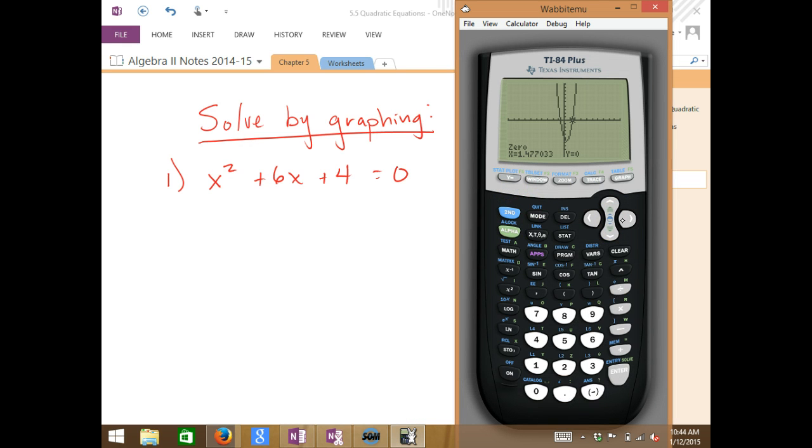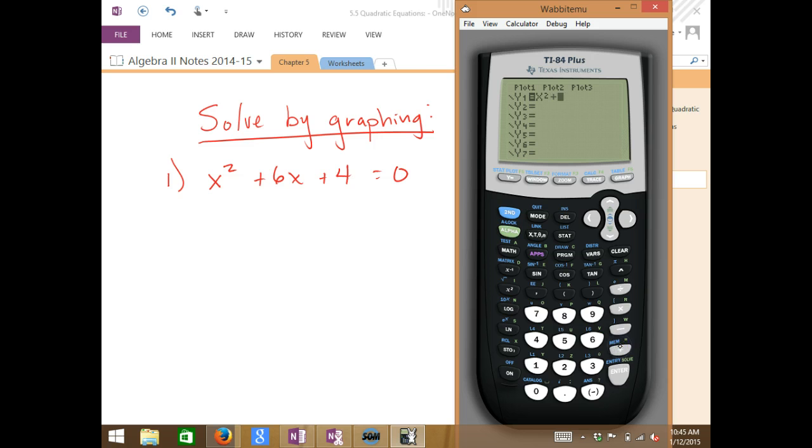Okay, so in order to graph the equation, I'm going to start by hitting y equals. You probably already have an equation in there. All we're going to do is type in the equation. We're going to type in x squared. Your x button is right by the green key. For the squared, you can push the little x squared, which is right over here.